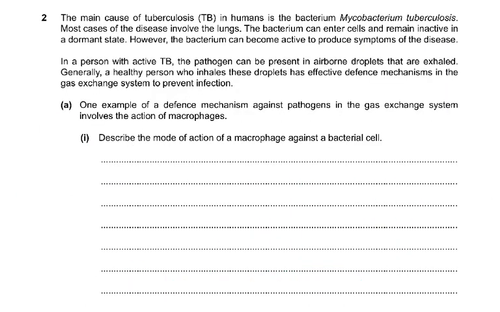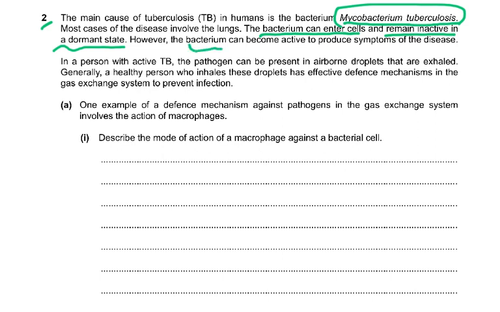Now coming to question number 2, you can see it's again a question which involves 2 chapters. The main cause of tuberculosis in humans is the bacterium Mycobacterium tuberculosis. You have to know this name. Most cases of the disease involve the lungs. The bacterium can enter cells. So this bacteria can enter our human cells and remain inactive in a dormant state. In a dormant state means that it's not going to be active. So you're not going to have the disease, but you will have the bacterium inside your body, in some cells of the body, maybe in the lungs or maybe in other parts of the body as well.